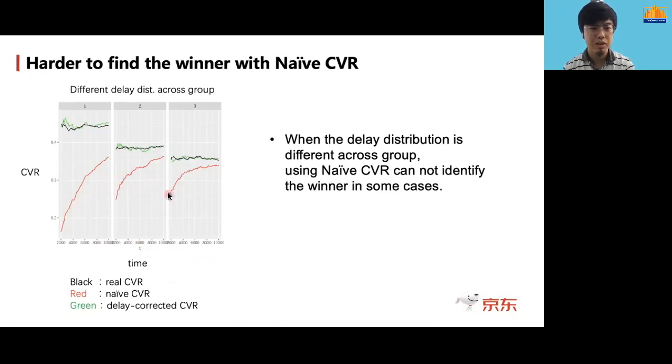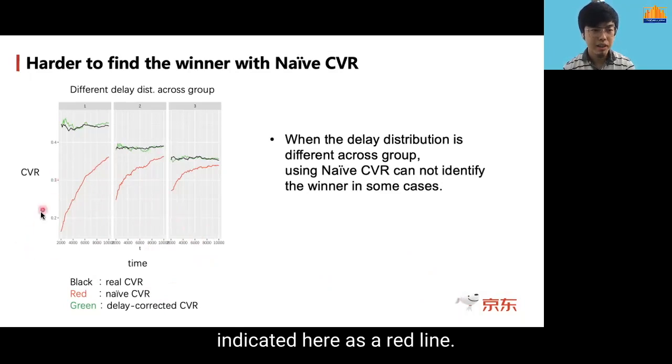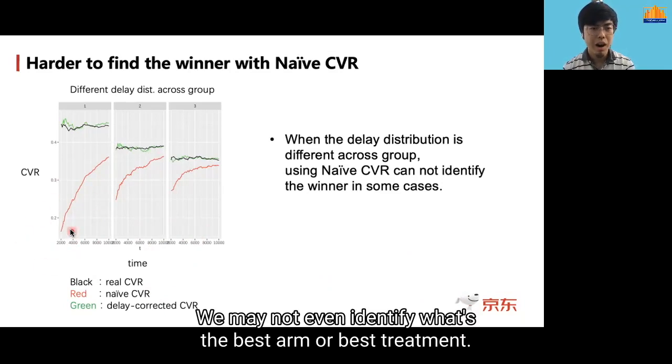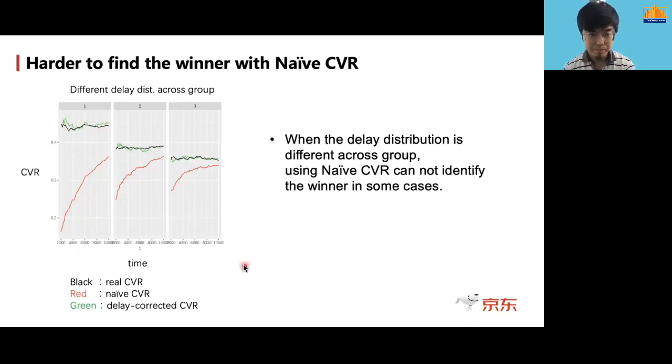Here we assume the delay is exponentially distributed. What this graph shows is that when the delay distribution is different across groups, using the naive CVR, indicated here as a red line, we may not even identify the best arm or best treatment. But using a delay corrected version, the green line, we can. So naive CVR can be bad.